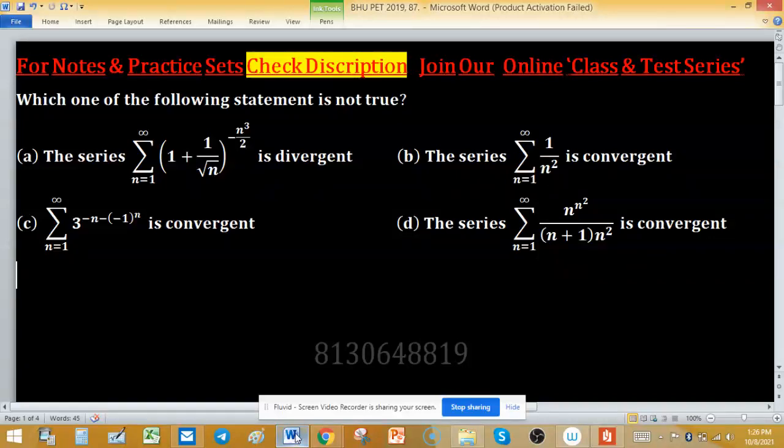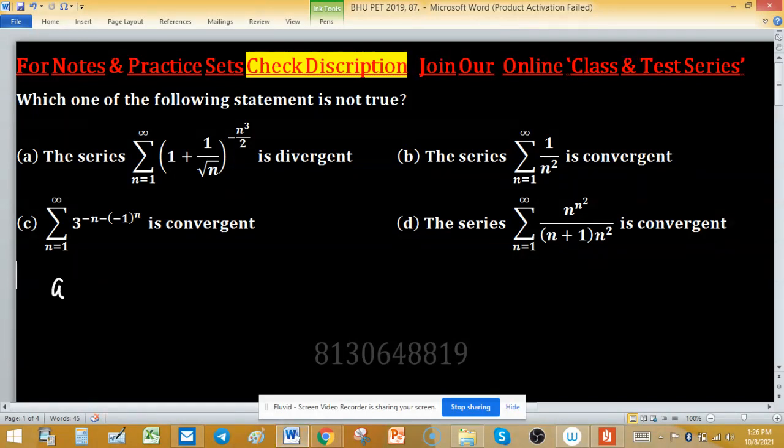A statement is not true, and we have been given a series, and statements are in options A, B, C, D. The first option is saying the series is divergent, option B is saying the series is convergent, option C is saying the series is convergent, and option D is saying the series is convergent, and we have to seek the not true statement. So we will check each statement one by one.